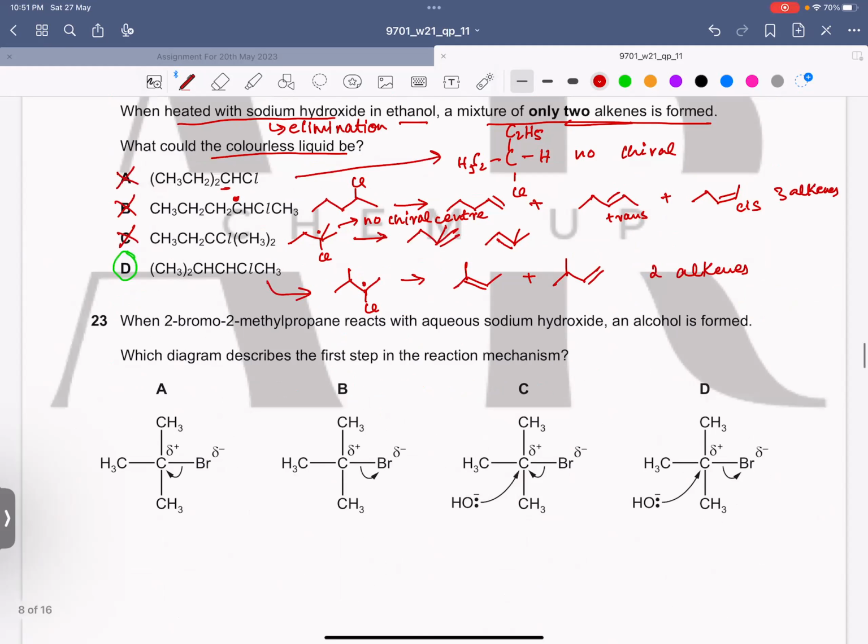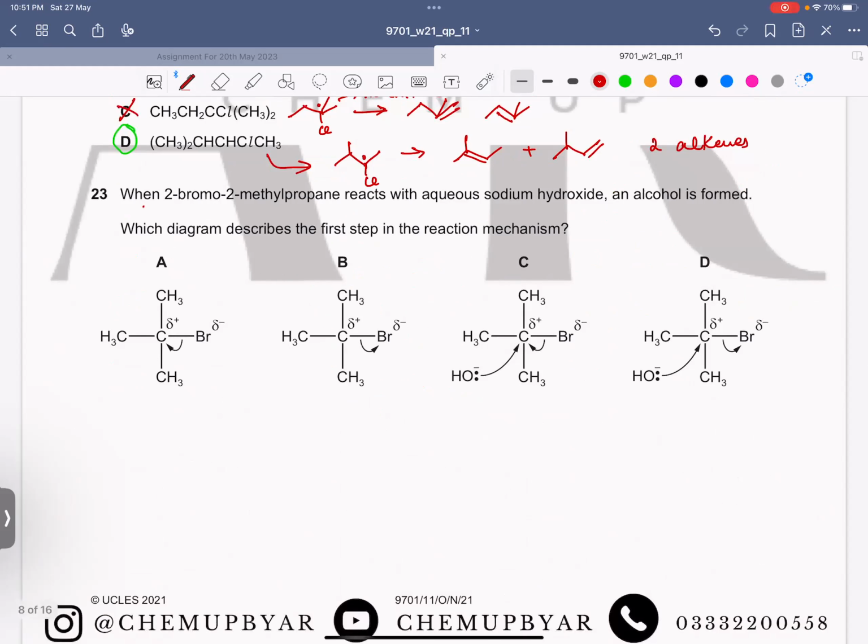Okay. Now, question number 23. When 2-bromo-2-methylpropane reacts with aqueous sodium hydroxide, an alcohol is formed. Which diagram describes the first step of the reaction mechanism? Okay. So, if you recall 2-bromo-2-methylpropane, it's a propane, which means 3 carbons. On the second carbon, there is a bromine, and on the second carbon, there is a methyl. So here there is a CH3, here there is a CH3, here there is a CH3.